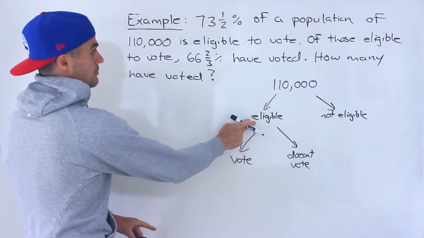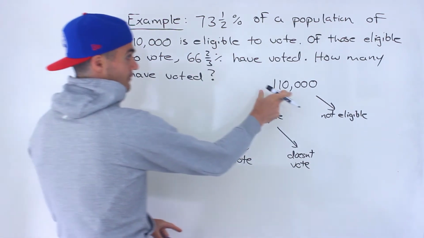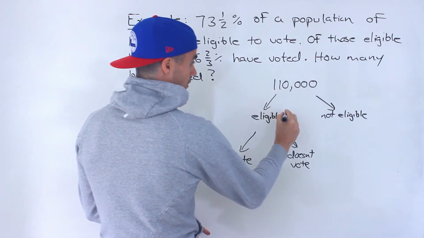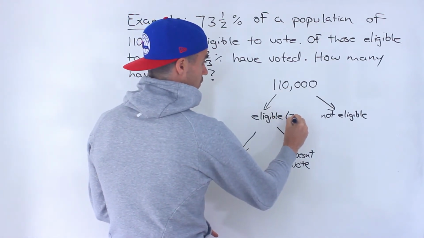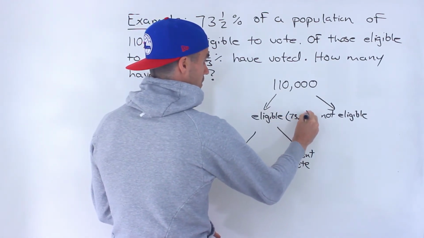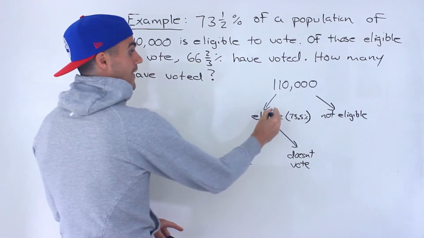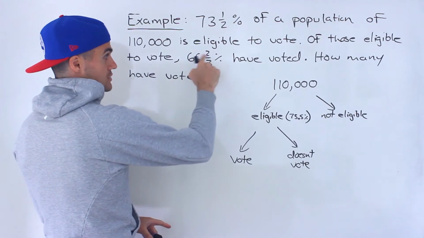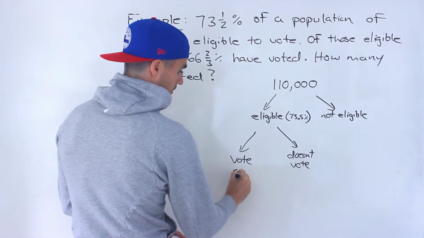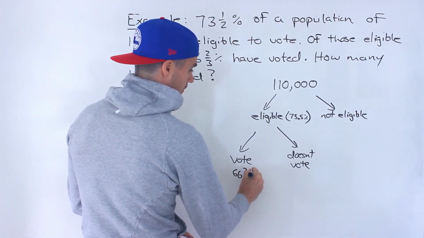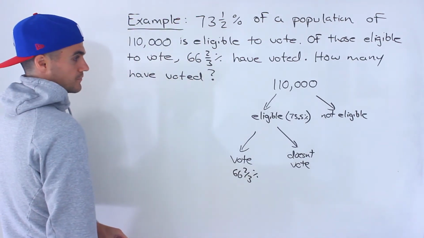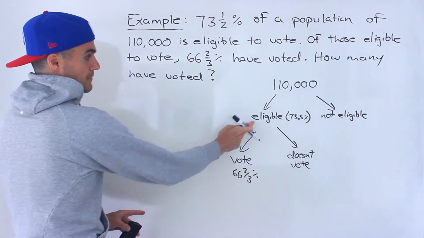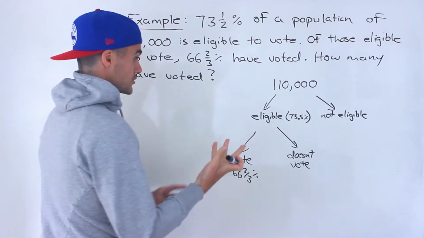So the number of people eligible to vote is 73.5% of this population. So 73, I'm going to put 0.5%. And then of those eligible, 66 2/3% have voted. And so the first step is we can figure out how many people are actually eligible to vote.